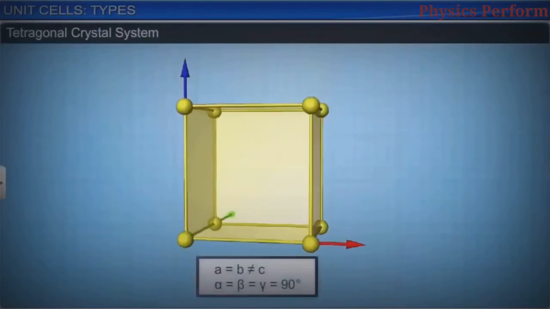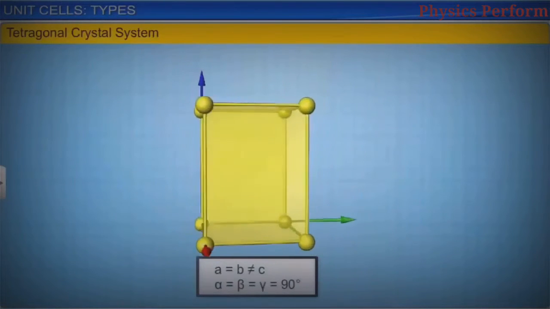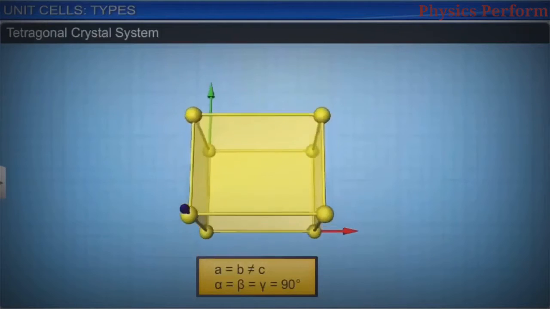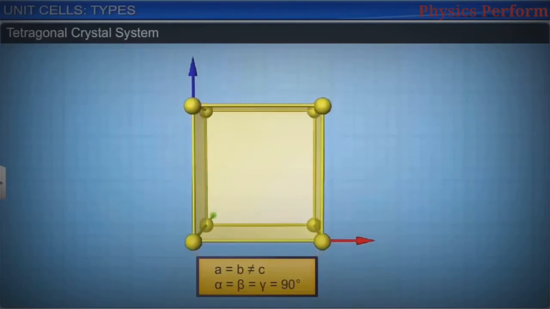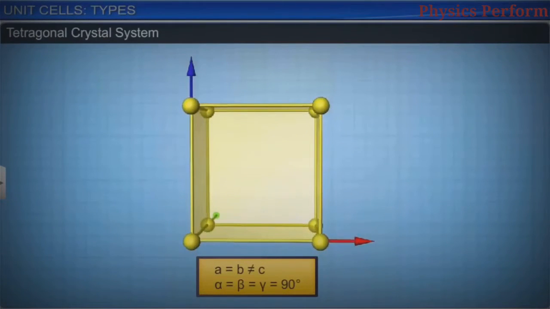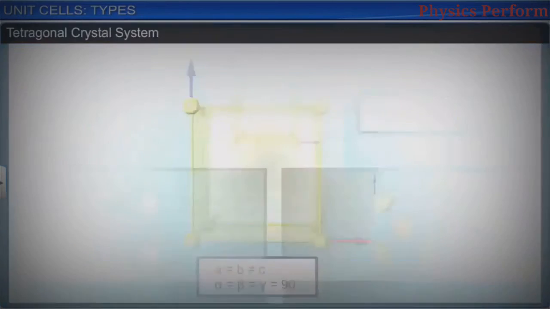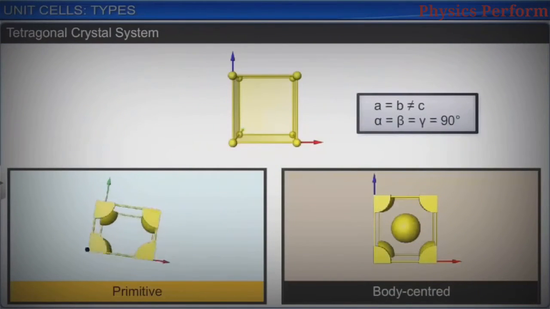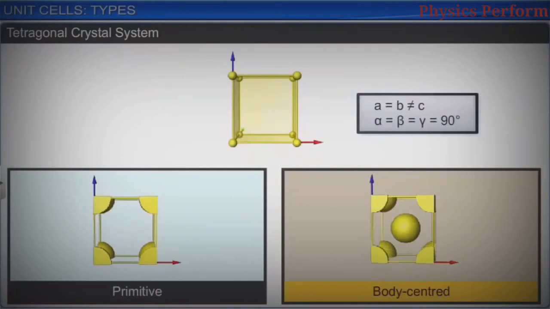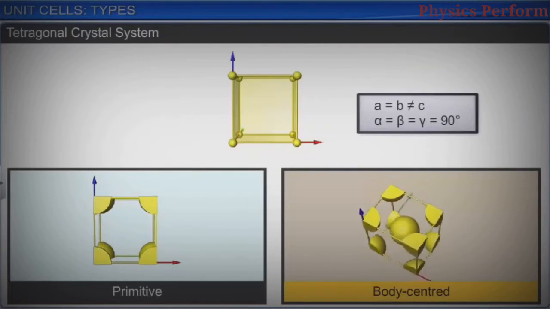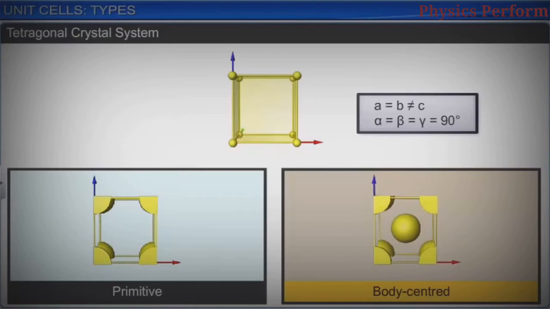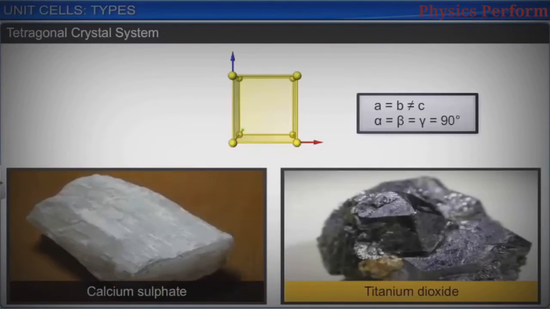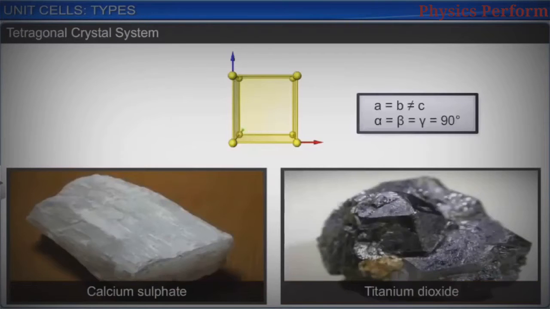In a tetragonal crystal system, the 3 axes are at right angles to each other, but only 2 are equal. The possible lattices are primitive and body-centered. Calcium sulfate and titanium dioxide are examples of this type of crystal structure.